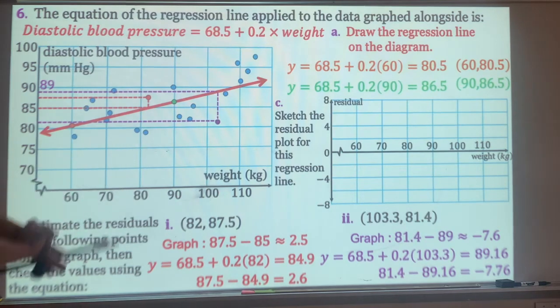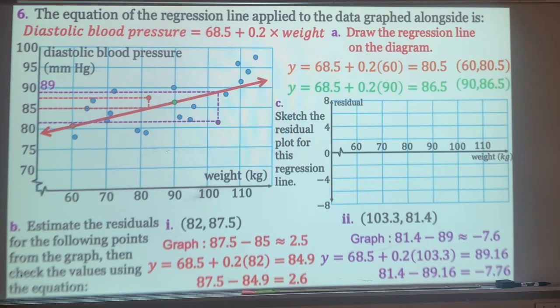And then finally, problem C, sketch the residual. Okay, now the way to sketch the residual, use technology. Don't kill yourself. All right, so I can't really type this in using technology. The best way to do this is your graph would look something like that.